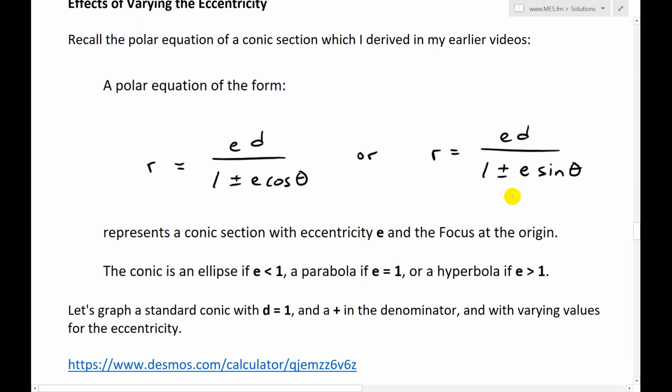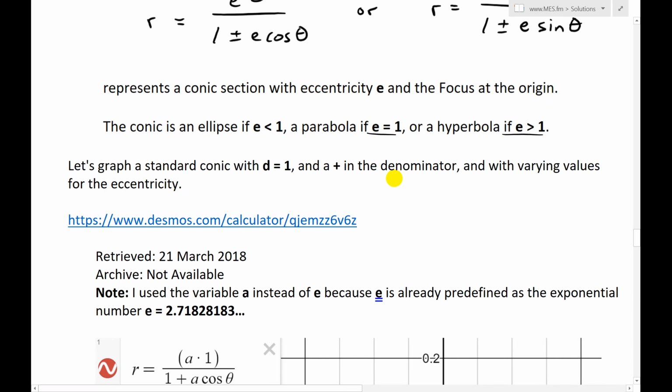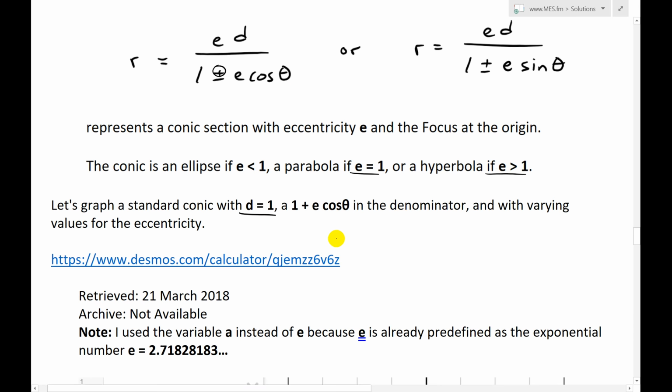But basically, an equation of this form represents a conic section with eccentricity e and the focus at the origin. The conic is an ellipse if e is less than 1, a parabola if e equals 1, or a hyperbola if e is greater than 1. So now let's graph a standard conic with d equals 1 and a plus in the denominator, with a 1 plus e cosine in the denominator.